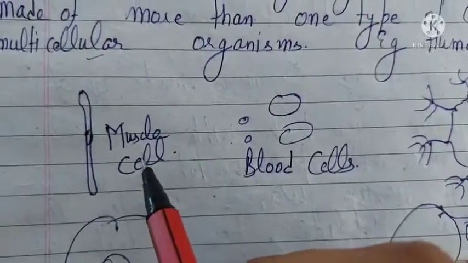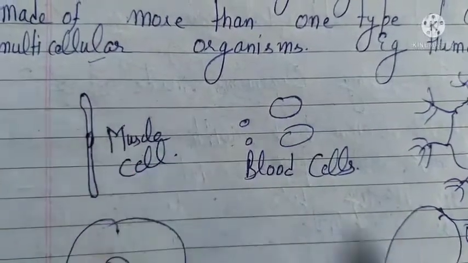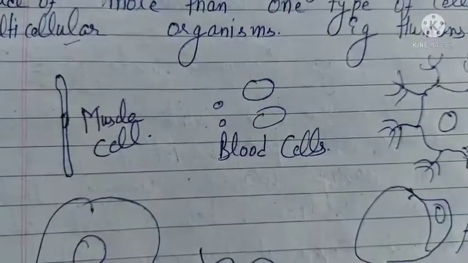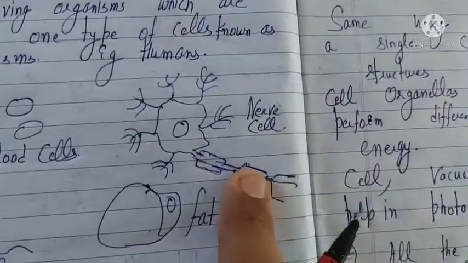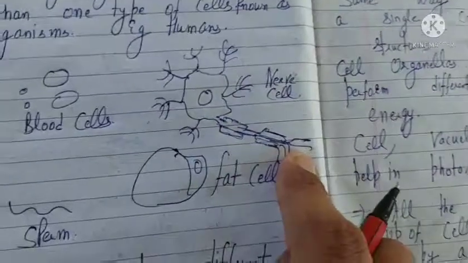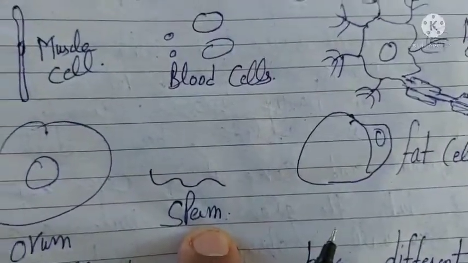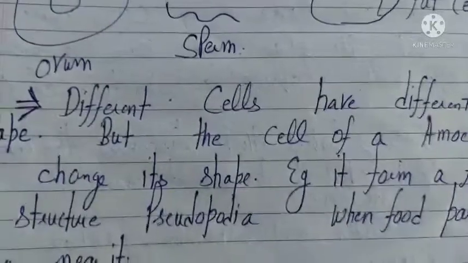Like muscle cells are there, na? Their appearance is like this. Blood cells are there, na? So their appearance is like this. And nerve cell is there, na? Their appearance is like this. Fat cells, sperm is there, and ovum is there.